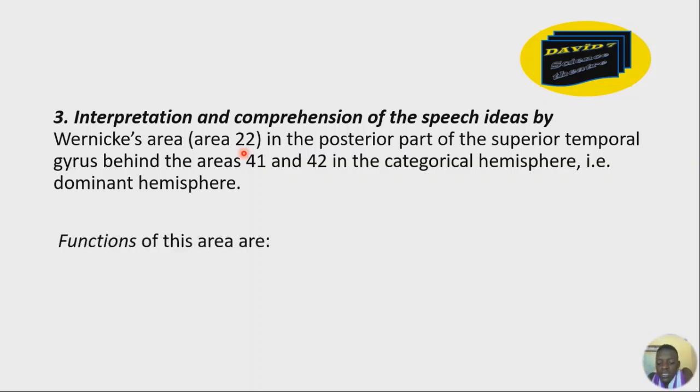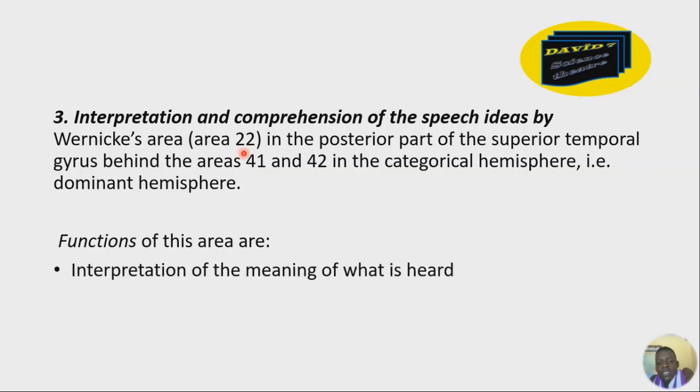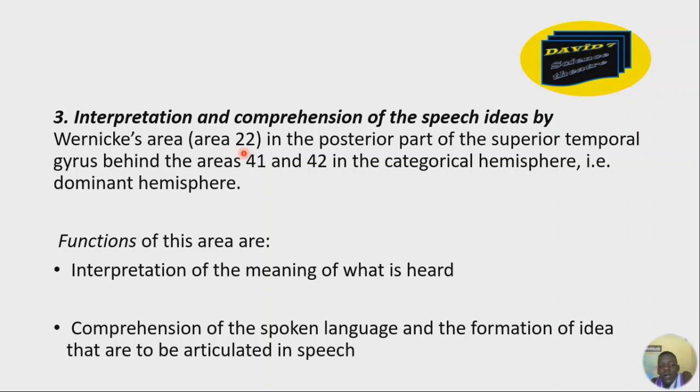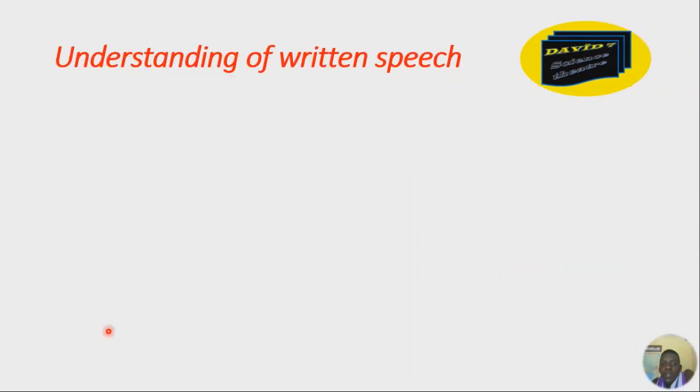The functions of this Wernicke's area: one, it interprets the meaning of what is heard. What you hear is interpreted here. Two, comprehension of spoken language and formation of ideas that are being articulated in speech. So we have interpretation and comprehension. That is Wernicke's area 22. Let's continue. That has been understanding of spoken speech.